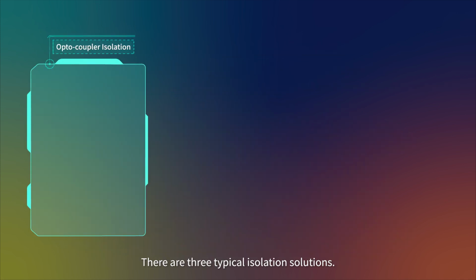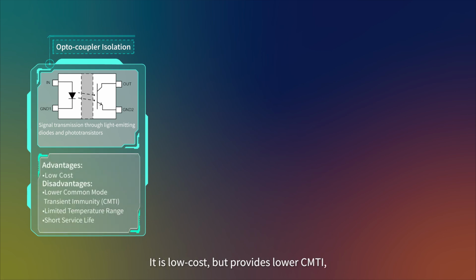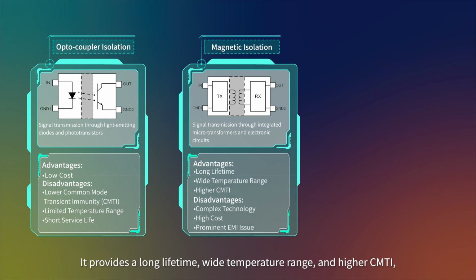There are three typical isolation solutions. The first one is optocoupler isolation, which achieves signal transmission through light-emitting diodes and phototransistors. It is low cost but provides lower CMTI, limited temperature range, and short lifetime. The second one is magnetic isolation, where the chip integrates micro-transformer and electronic circuit to achieve signal transmission. It provides a long lifetime, wide temperature range, and higher CMTI, but involves complex technology, high cost, and prominent EMI issue.